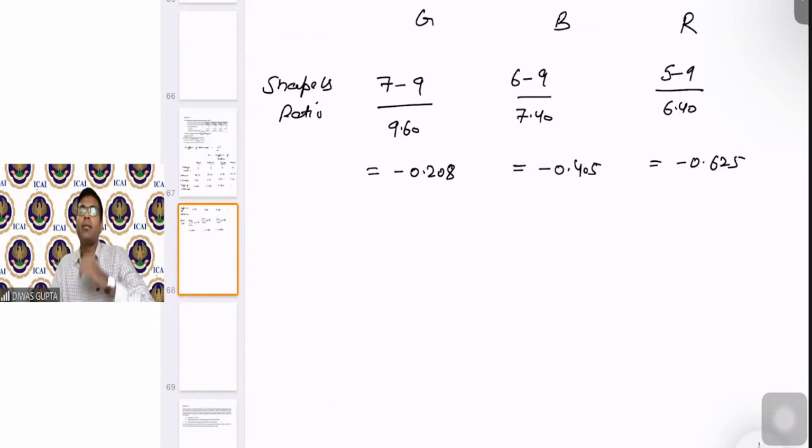Now we have to give a ranking. Can we say which is the first rank as per Sharpe's ratio, whether growth, balanced, or regular fund? Which fund has the highest ranking as per Sharpe's ratio? Students, growth, balanced, or regular? Please let us know quickly. Please answer, students.